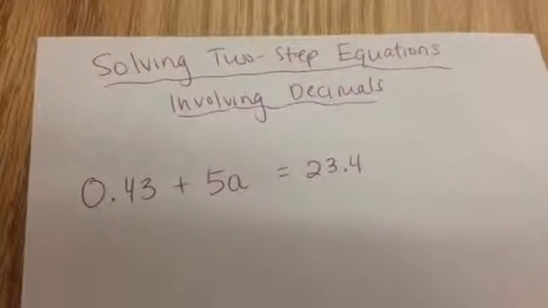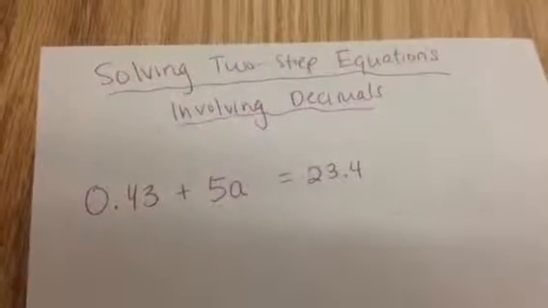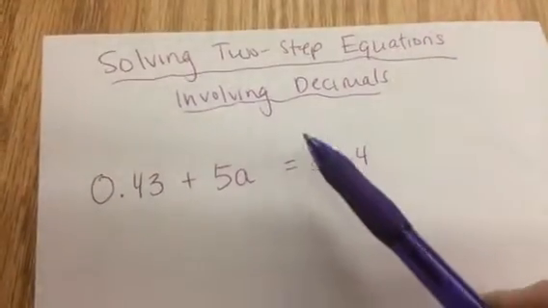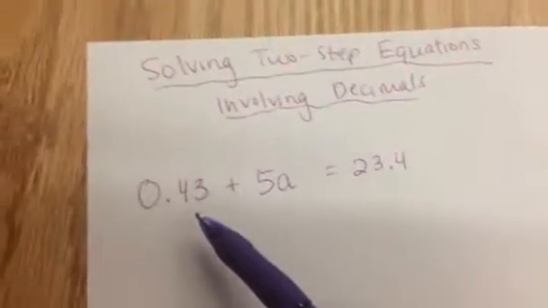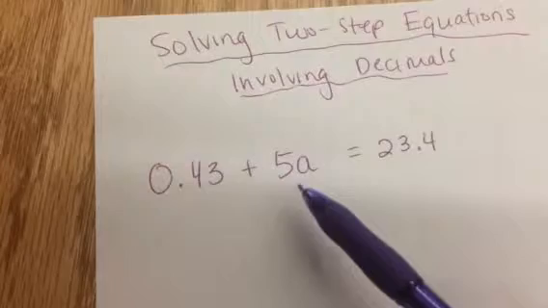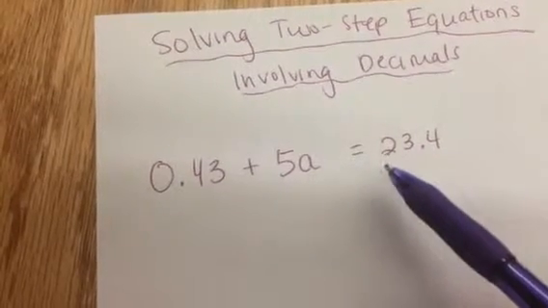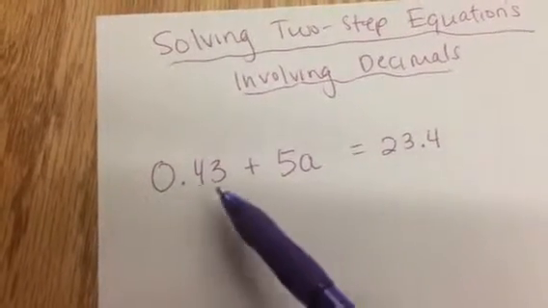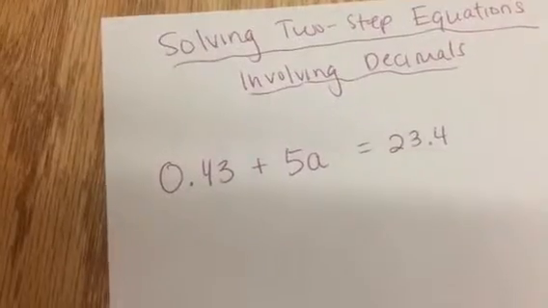Okay, today we're looking at solving two-step equations, and ones that involve decimals. So see, we have 0.43 plus 5a equals 23.4. All right, we see some decimals in here.